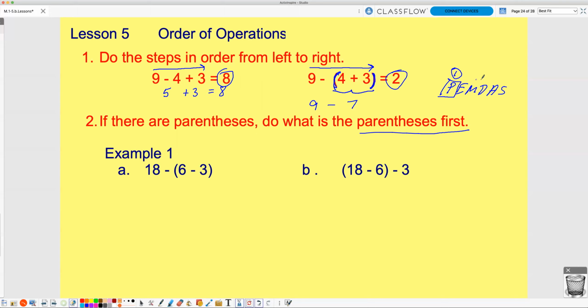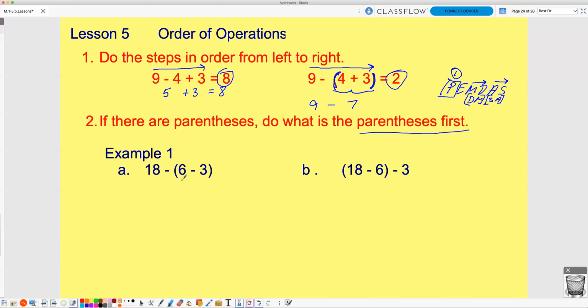Exponents would be second. Multiplication and division from left to right, so it could actually end up being division or multiplication, or addition and subtraction from left to right, which could also end up being grouped as subtraction or addition, depending on the order that you find them in. So keep that in mind too for later. But all we're looking at today is parentheses.